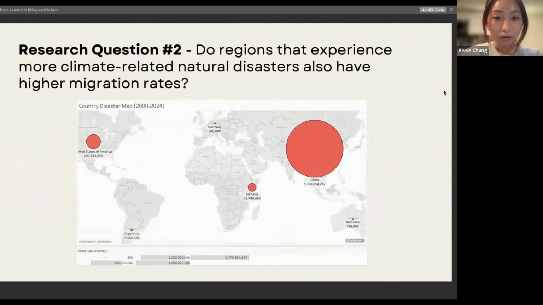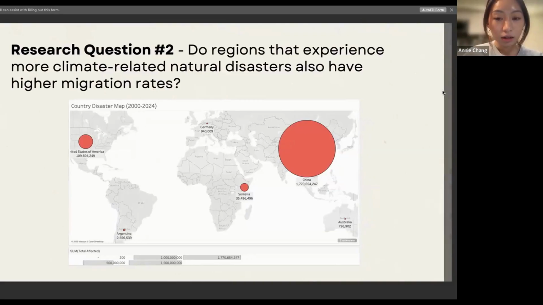Next, the bubble map shows the total number of people affected by disasters between 2000 and 2024. By looking at this map, we can see a couple of key takeaways. First, China has the largest number of people affected by disaster by a huge margin. However, China does not show high migration rates in our earlier table, and this suggests that disaster impact does not automatically translate into higher migrant stock.